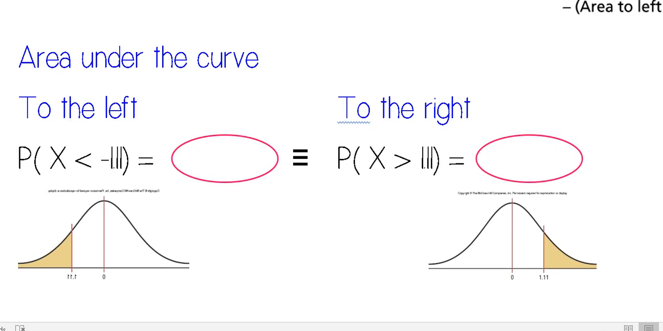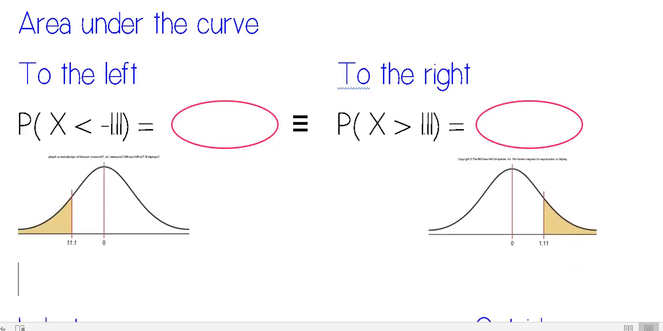First one I have here is the area under the curve to the left of a given z-score, and I also have the area under the curve to the right. And actually, the area under the curve to the right is the image that I borrowed from McGraw-Hill, and I rotated it or flipped it horizontally, and that's why over here the 1.11 is backwards. Technically, that should be negative 1.11.